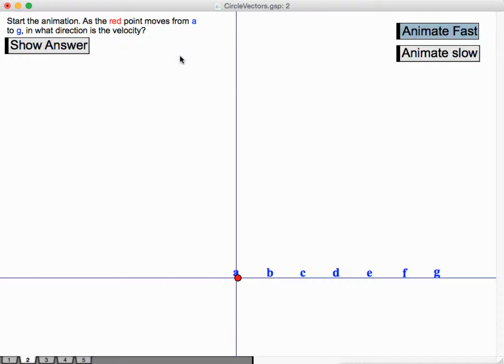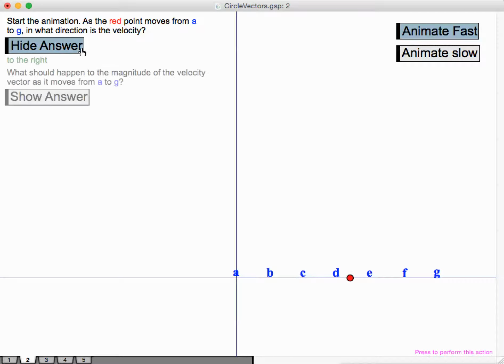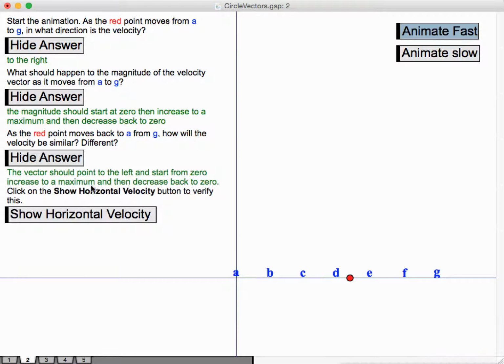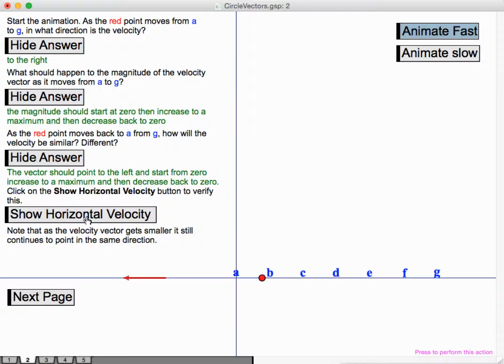So if it goes from A to G, the direction of the velocity vector should be to the right. And then the magnitude should start out at zero, should get bigger, and then end up at zero. And so that's what we should see. And then we can get the same idea as we go the other way, when we go back to A from G. And we should see a similar answer, and then we can actually show that. So there's the velocity vector to match that velocity motion.